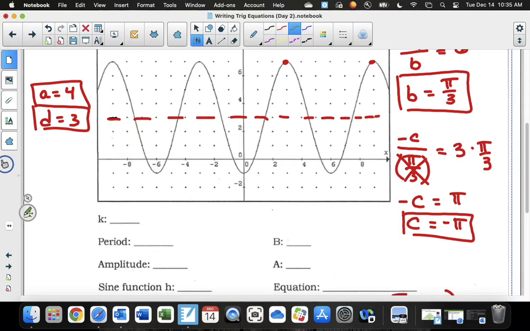What if I would have used this minimum? How would that have changed things? Then it would have made a negative. So it actually would have probably been easier to do it that way, because if this is what I'm using, what's my horizontal shift?